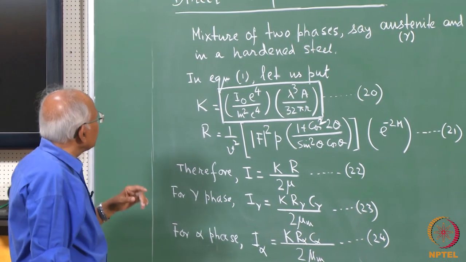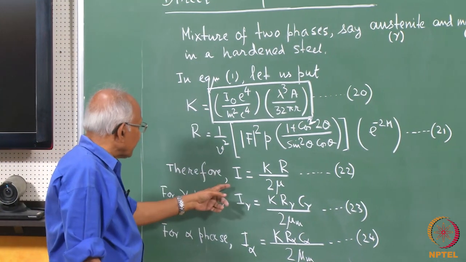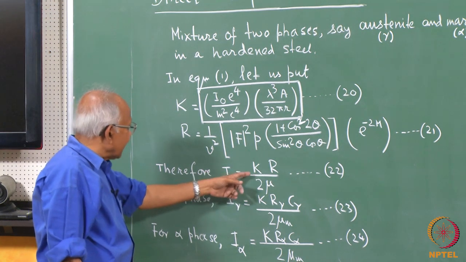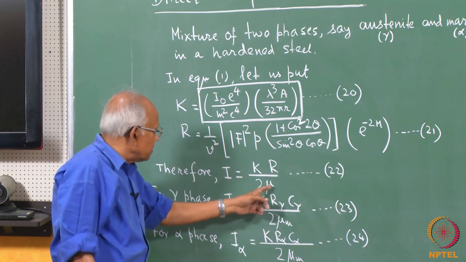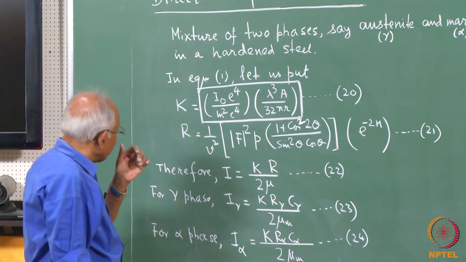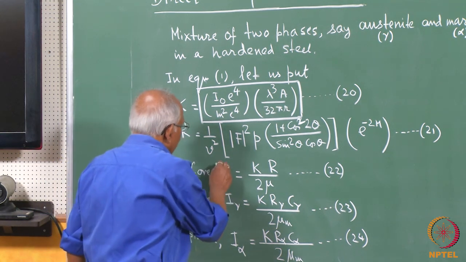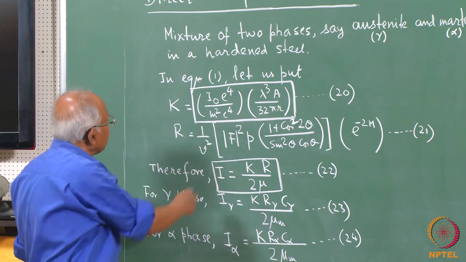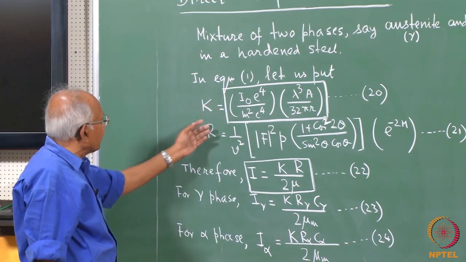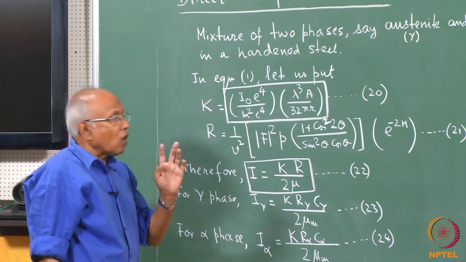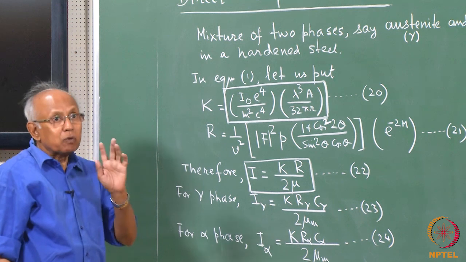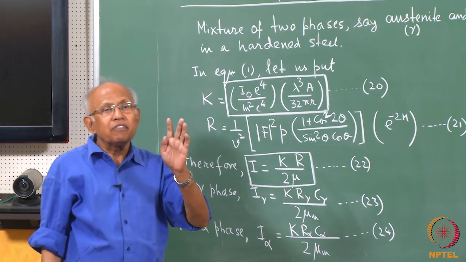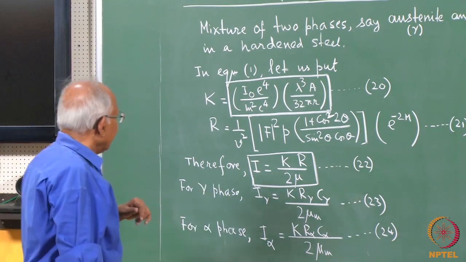So, in that case, we can write down the expression for I, the integrated intensity of a line, as equal to K R by 2 mu. The mu is the linear absorption coefficient of the material. As we know, this was our equation 1. So, this equation 1 can be written in this simpler form by putting K equal to this much, R equal to this much. But when we are talking about a mixture, we have to make some changes. For example, this is valid for a pure phase, a line of a pure phase.